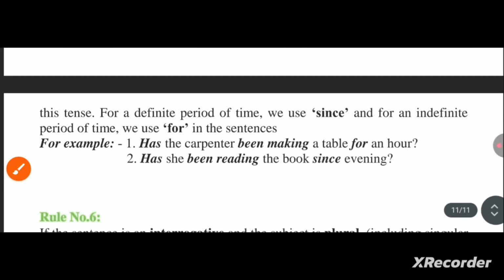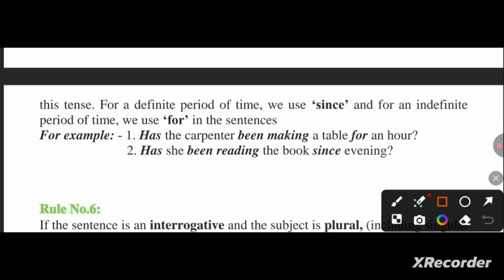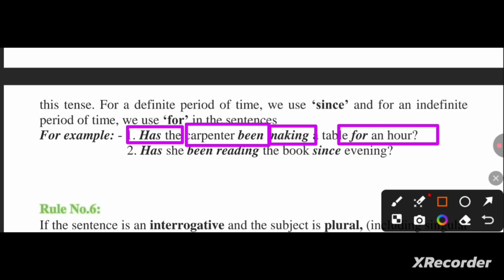Now we can see over here some sentences are given. Has the carpenter been making a table for an hour? Here helping verb has been used, and been has been used after the use of subject. Ing is used with the first form of the verb because the period is not sure, it is only for an hour. That's why we have used the word for over here.